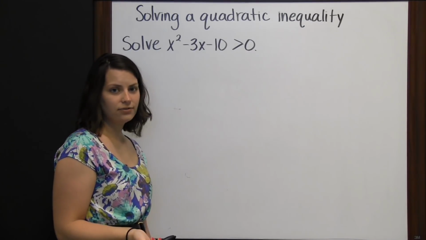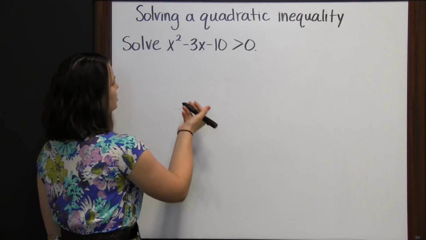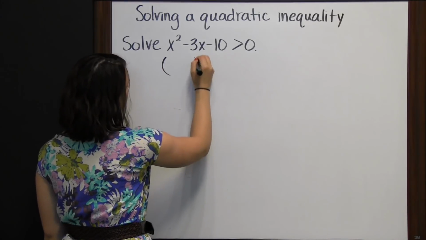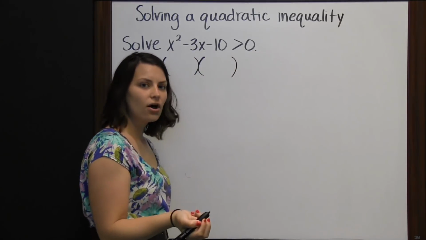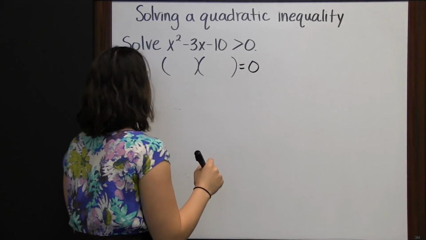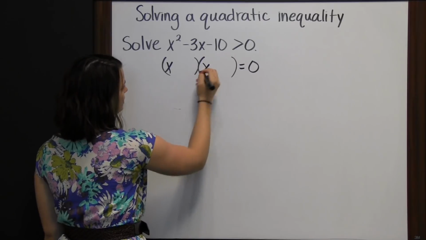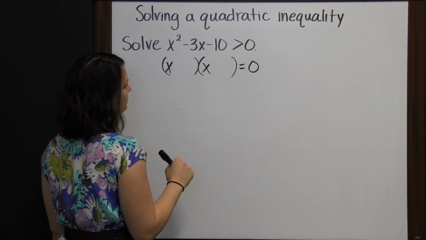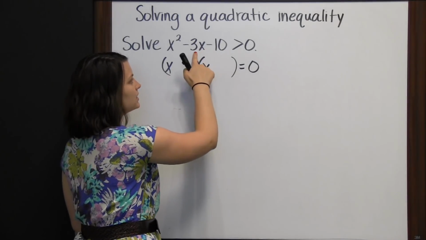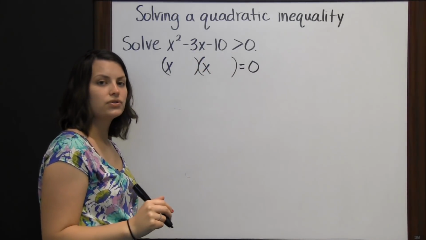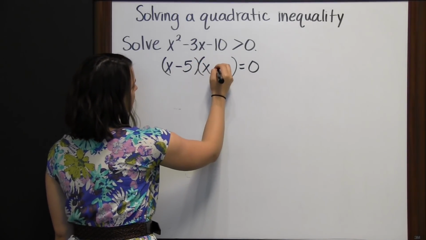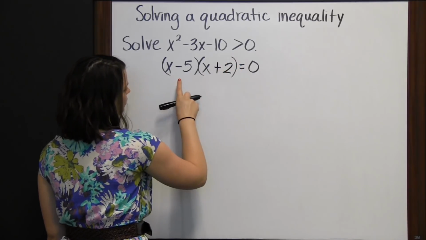The other way to solve is to factor, and that's the way we're going to do it here. So I'm going to factor x squared minus 3x minus 10. And I'm going to solve it as an equation first. So I'm going to change our greater than to an equal sign. So I know this is an x and an x, so that when I FOIL, I get my x squared. And I need two numbers that have a product of negative 10 and a sum of negative 3. So those numbers would be negative 5 and positive 2.